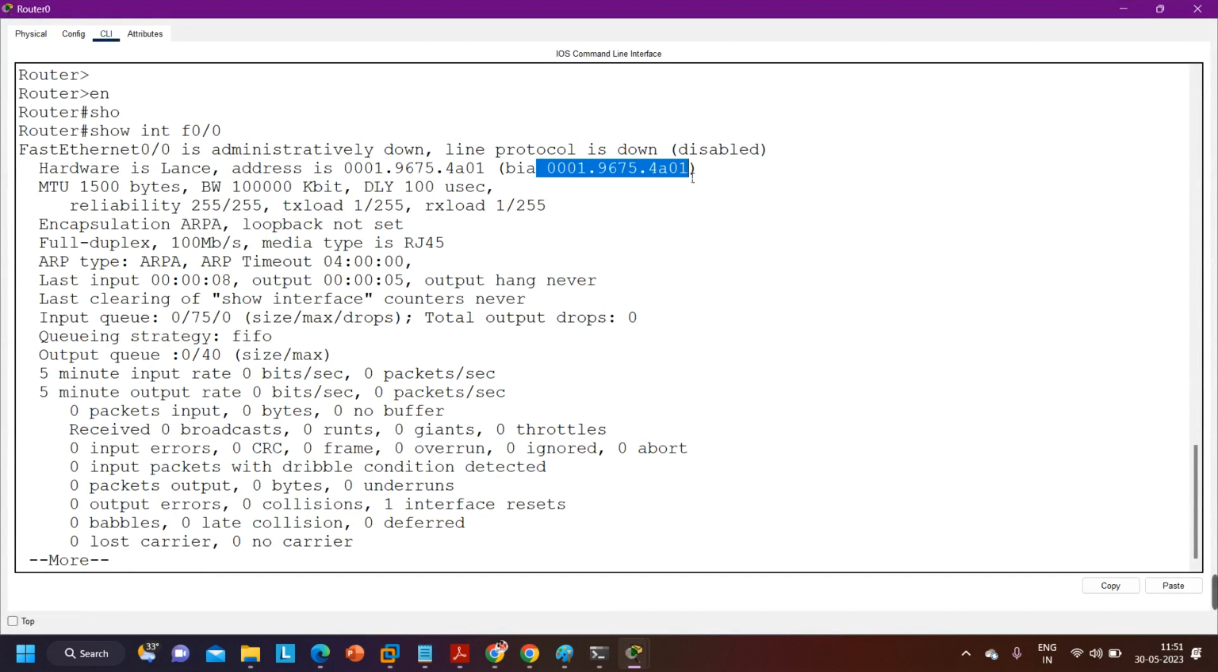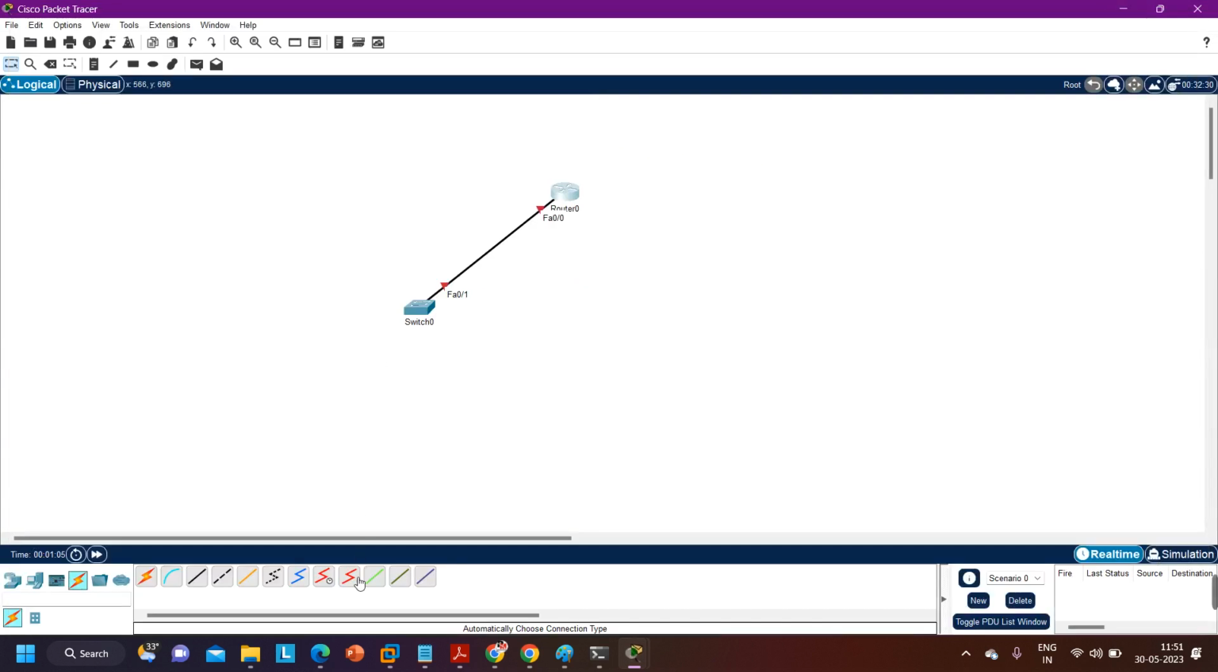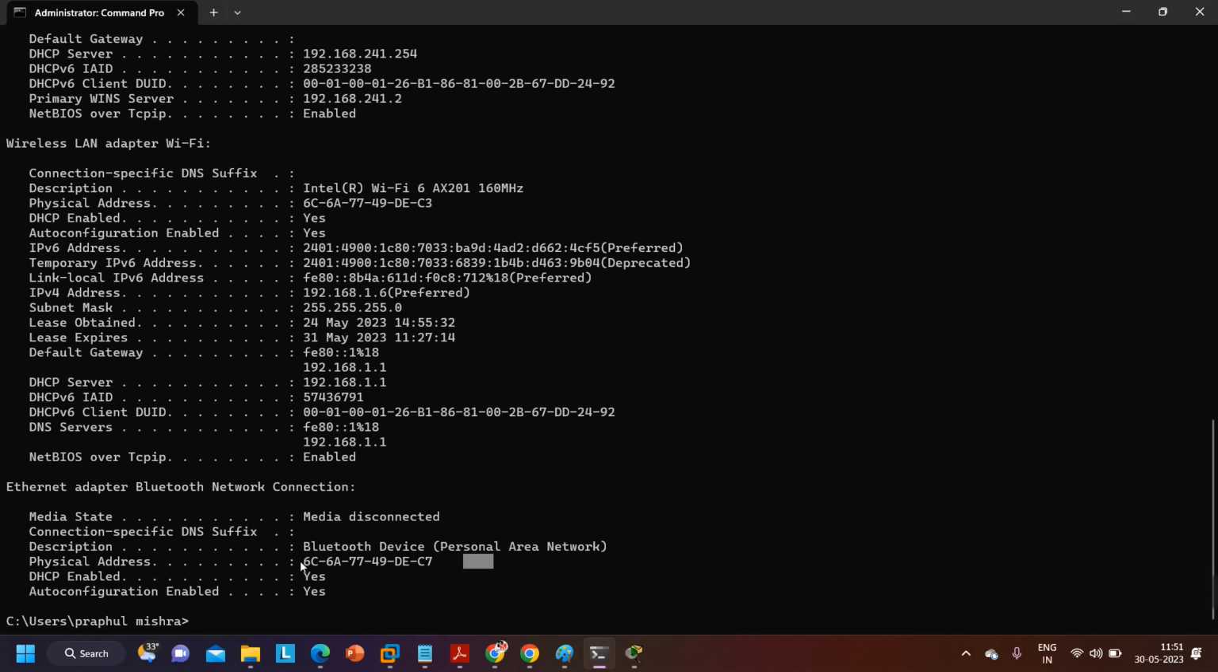Getting my point? Clear, yes. So this is MAC address of Cisco. So Cisco represent MAC address in 3 fields. Windows represent MAC address in 6 fields. Yes or no? Clear, both MAC addresses are same.